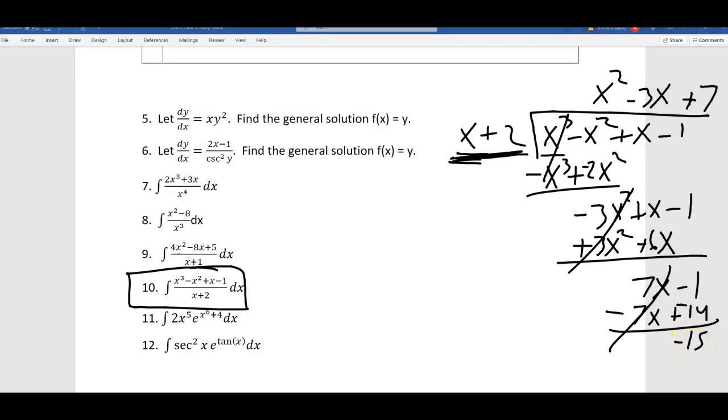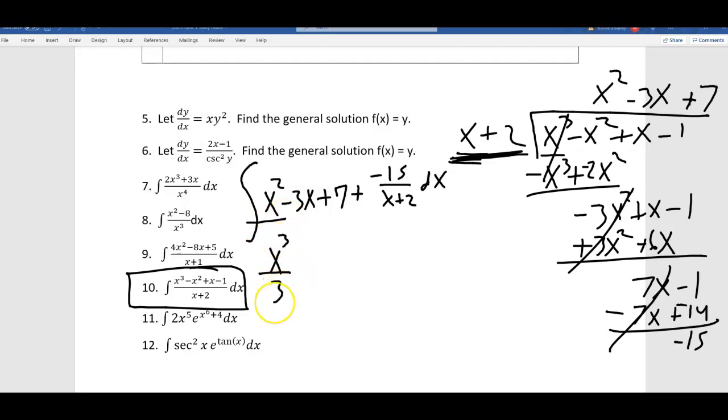All right, so now we have our function rewritten. So it's x squared minus 3x plus 7 plus a negative 15 over x plus 2. All right. So if I integrate this guy, I'm going to get x cubed over 3. If I integrate this guy, I'm going to get 3x squared over 2. If I integrate that guy, I'm going to get 7x. And this guy, we have a shortcut for that, right?